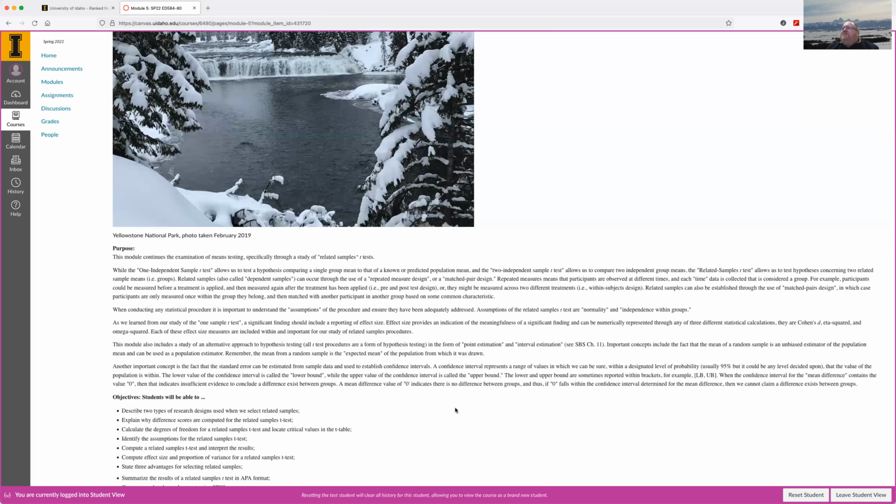When the confidence interval for the mean difference contains the value 0, that indicates insufficient evidence to conclude a difference exists between groups. A mean difference value of 0 indicates there is no difference between groups, and thus, if 0 falls within the confidence interval determined for the mean difference, then we cannot claim a difference exists between groups.